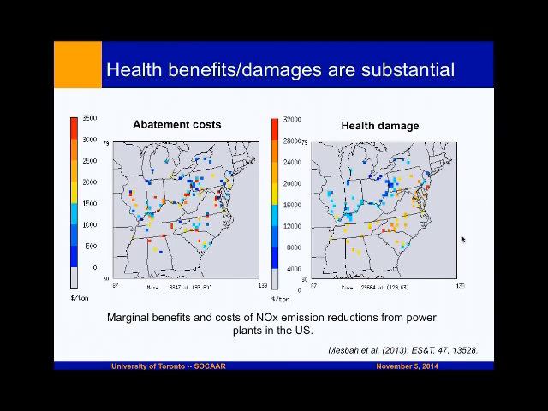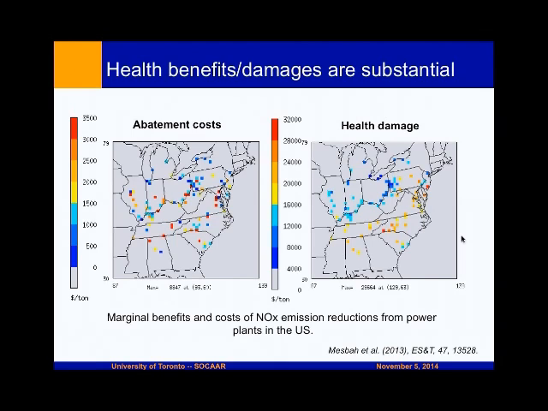So each dot on the right tells you how much 1 ton of NOx emissions from that power plant is going to have. What's the societal burden of that emission? And on the left, how much it's going to cost that facility to reduce its emissions by 1 ton. And they're obviously much larger. And this is not surprising. This is consistent with what everyone finds out.